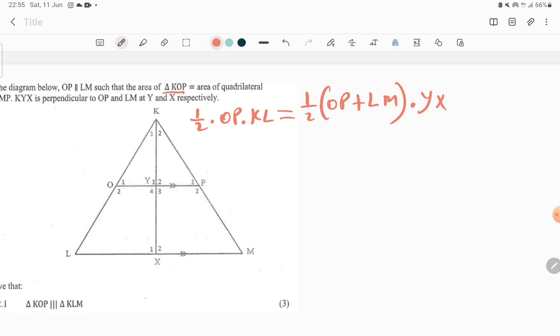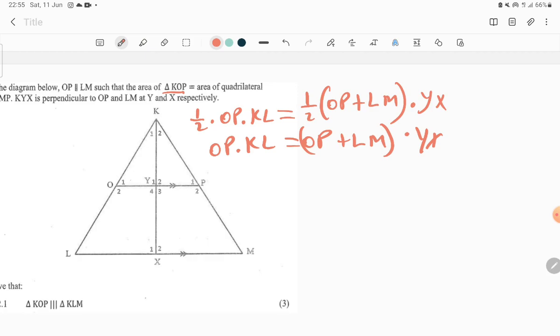Now, on that note, you can just divide by half both sides so that they cancel each other. Then you end up having this kind of situation. Then you have OP, then you have OP plus LM, then times YX.